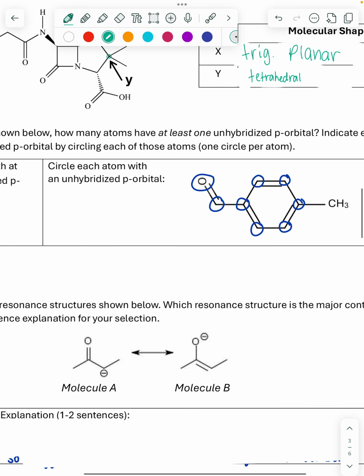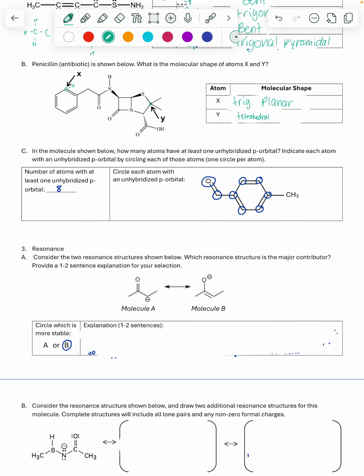Okay, this one I couldn't erase because it'd be too complicated. So I'm just gonna walk you guys through this. So this one's looking at the unhybridized p orbital. So to be fully hybridized, it would be an sp3, where they'd all have full bonds.